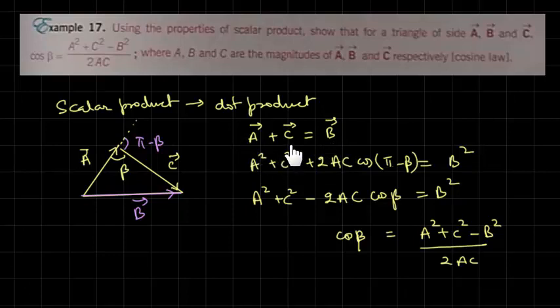So the magnitude gives A square plus C square plus 2AC cos of pi minus beta is equal to B square. Cos of pi minus beta is minus cos beta. So this will give you cos beta is equal to A square plus C square minus B square by 2AC, which is what we needed to find. Proof.